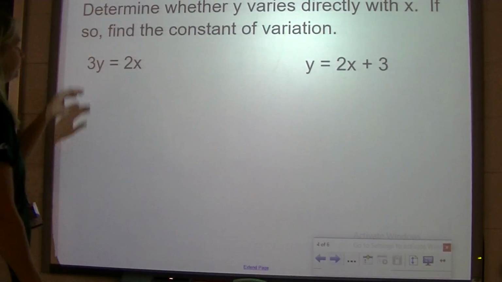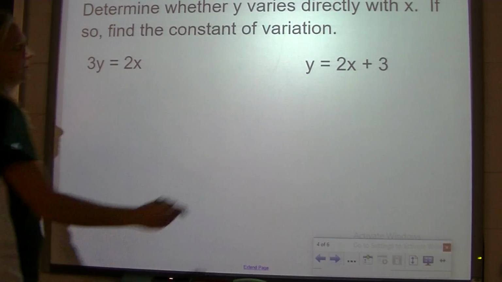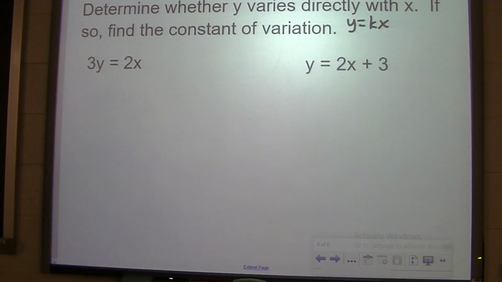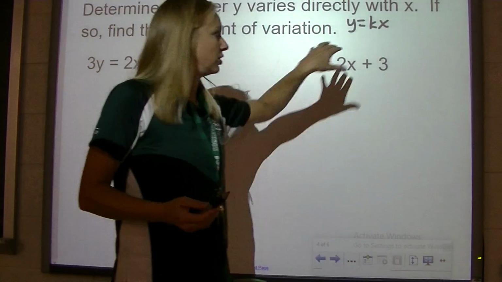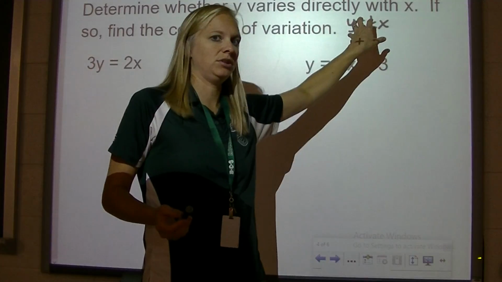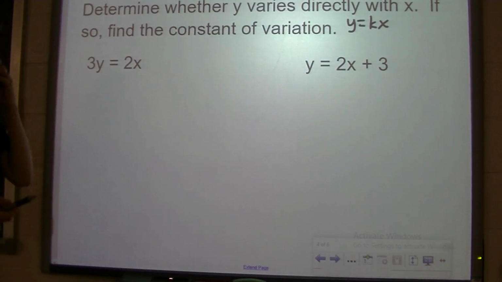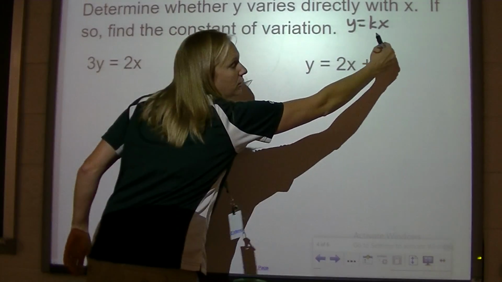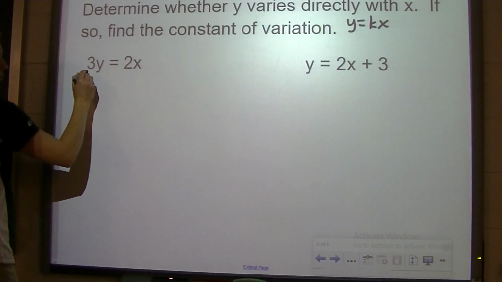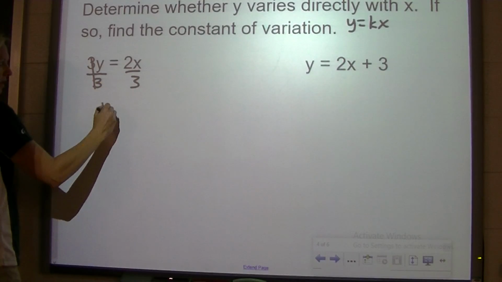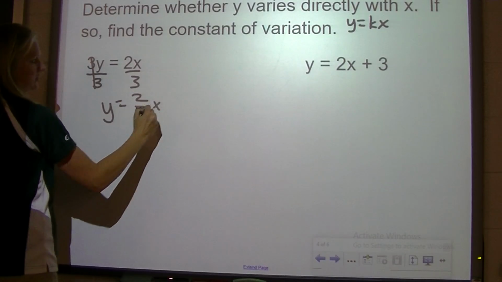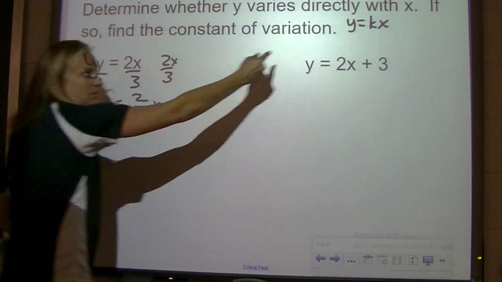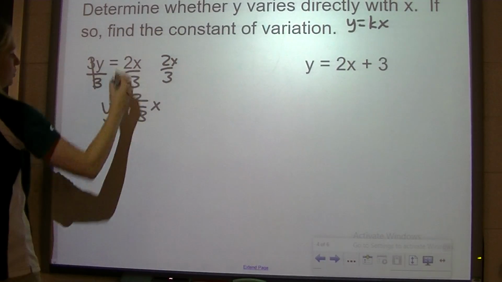Okay, example 2. It says determine whether y varies directly with x, again, y equals kx. If so, find the constant of variation. So if it varies directly with x, it's going to be exactly like this equation. So here, we just need to solve for y and see if we have a constant or not, and see if it's in this form of kx. So here, to solve for y, we would just divide both sides by 3. So we get y equals 2/3 x, or 2x over 3, which is 2/3 x. Is it in this form? y equals kx? Yes.